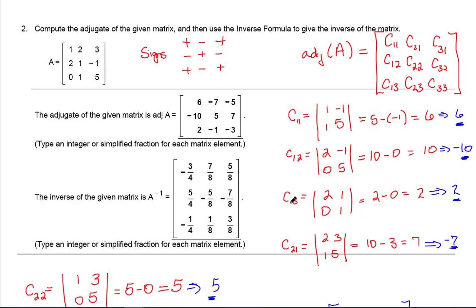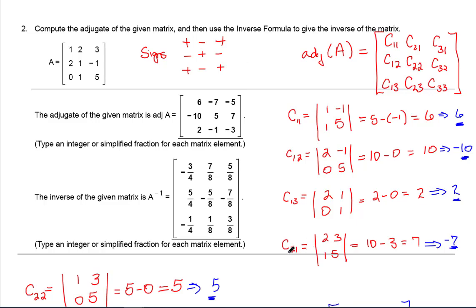C13, how do I get that? I go to the first row, third column, cover that up. I get this cofactor 2, 1, 0, 1. I calculate, so 2 minus 0, and I get 2. But let's see, the 1, 3 position is plus, so it would be a plus 2.